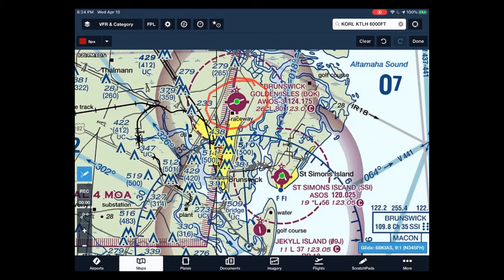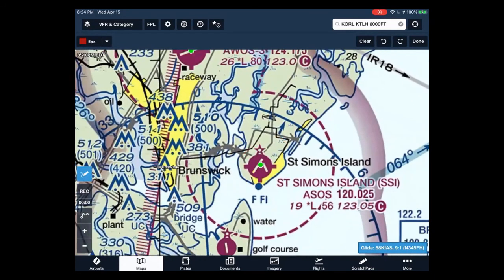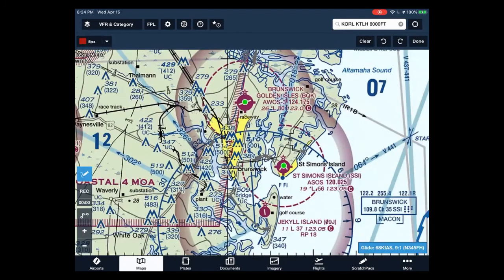But we don't know the specifics about St. Simon's Island. I don't really know them either. It may just be because maybe that's an alternate for a destination at Brunswick. Maybe that's the reason why. Irrespective, what does it mean when we control the airspace down to the surface? Or more specifically, why did we decide to do that?